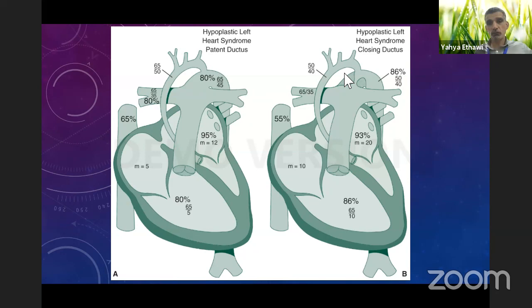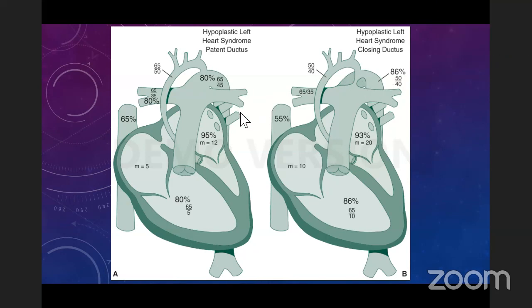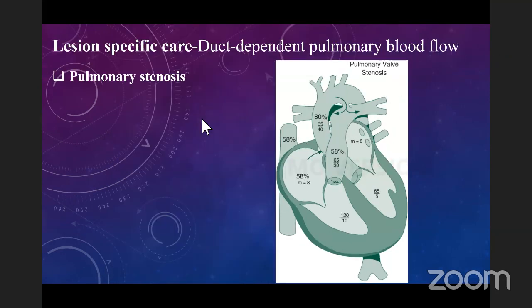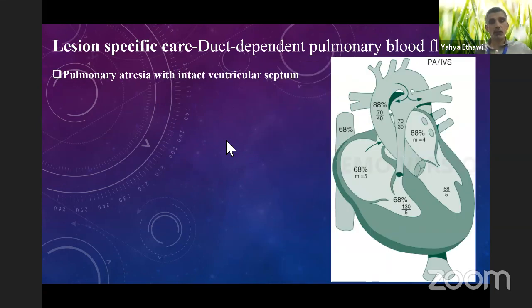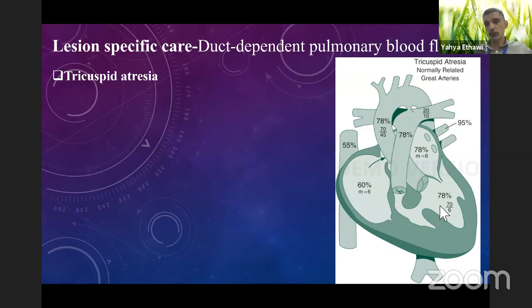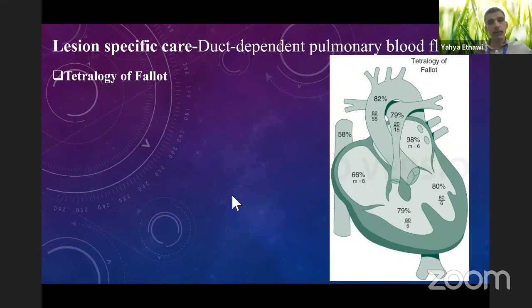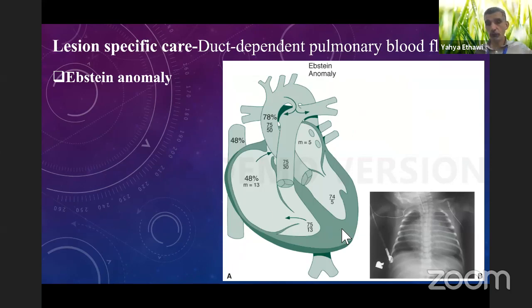So you can see the duct makes lots of changes. This is pulmonary stenosis and the catheterization findings. This is pulmonary atresia with intact ventricular septum. This is tricuspid atresia, you can see. This is TOF, and you can see the overriding aorta, VSD and pulmonary stenosis. Ebstein anomaly, with dragging of the tricuspid valve down into the ventricle, making the right atrium big and the right ventricle small.